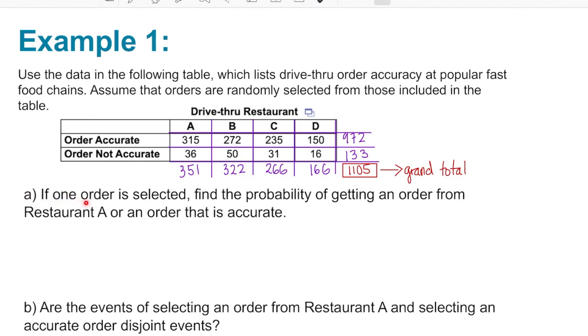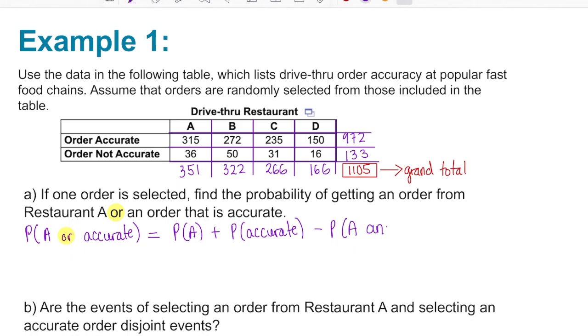Question A. If one order is selected, find the probability of getting an order from restaurant A or an order that is accurate. I have a compound event that is connecting two simple events with an OR. I want to find the probability of restaurant A or an order that is accurate. To find probability of an OR, I am going to use addition rule. So I have probability of A plus probability of accurate minus probability of A and accurate.